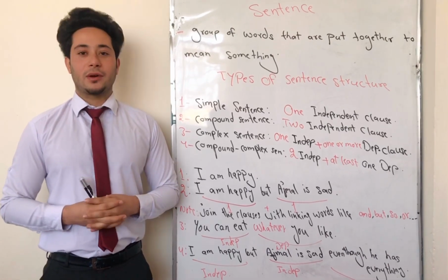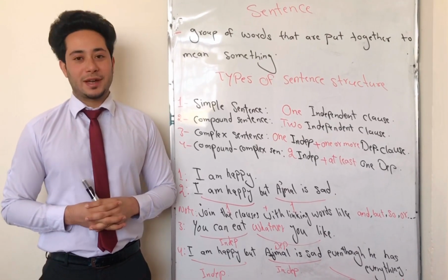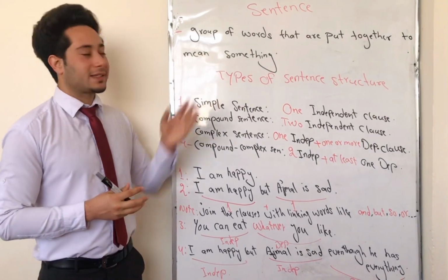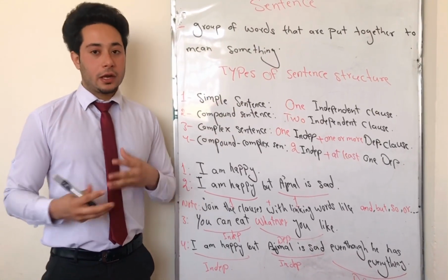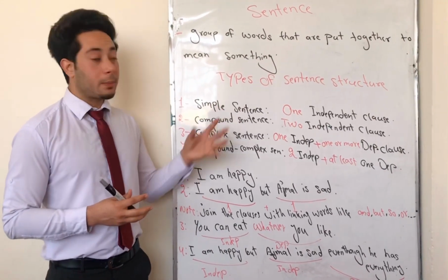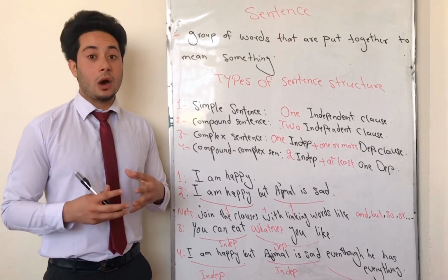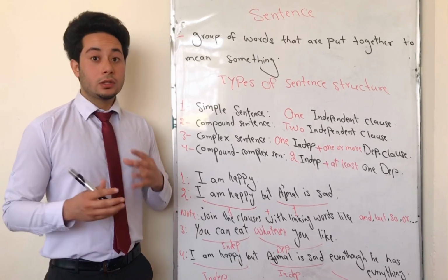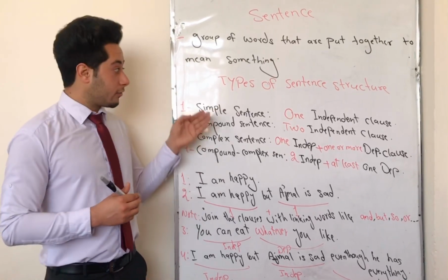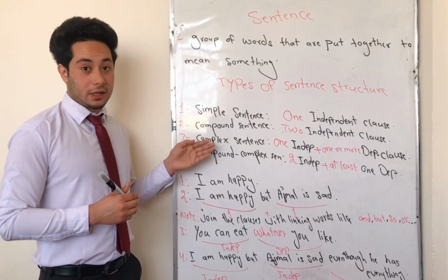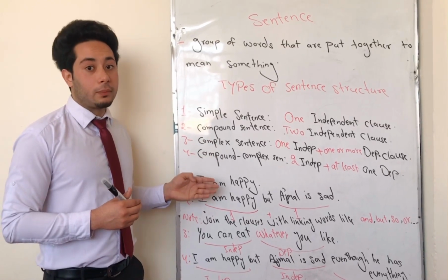Today, as usual, we're going to talk about one of the most interesting English lessons, which is called sentence and types of sentence structure. In our previous lecture, we talked about types of sentences, but today we are going to talk about types of sentence structure, that is, how we can structure sentences. There are four ways to structure a sentence. The first one is simple sentence, then compound sentence, complex sentence, and compound complex sentence.